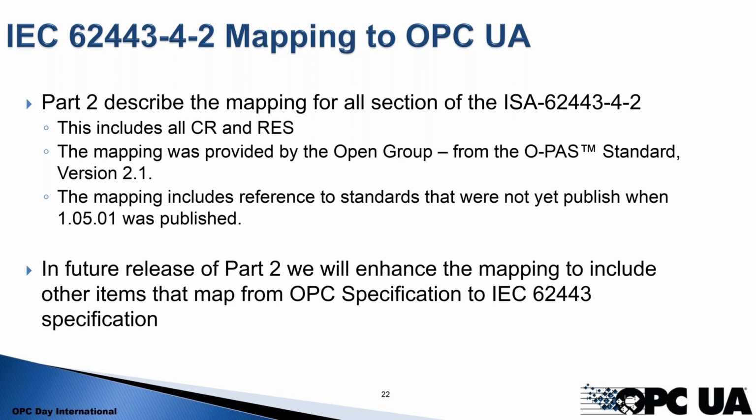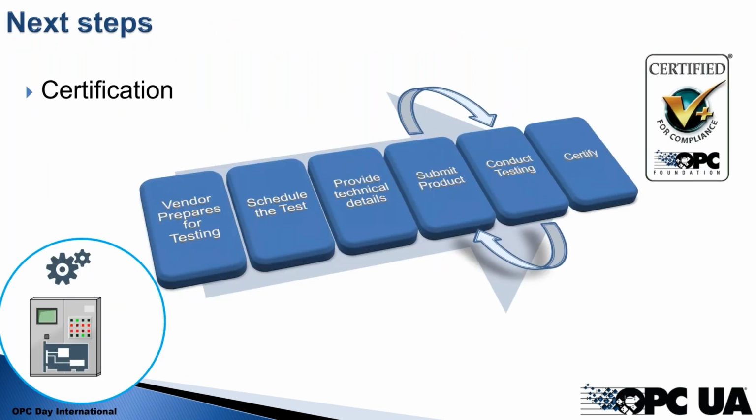So if you want to work on 62443 compliance, what's the first thing you want to do? You of course want to get your product certified by the OPC Foundation. Note, I'm director of certification, so I have to get a plug in for certification. But we will test security and make sure that your product at least passes all the OPC required security items.